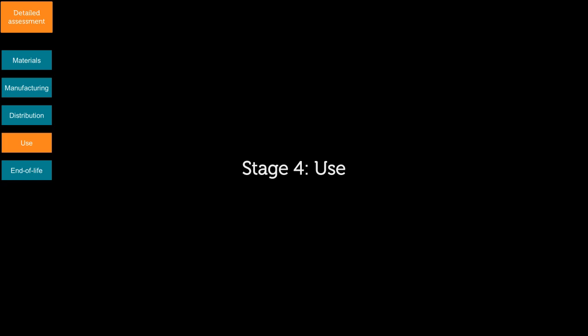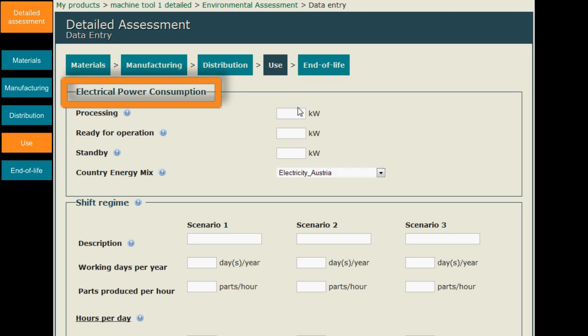Stage 4. Use. As seen in the rough assessment, the use stage is the most important life cycle stage. Inaccuracies will have a huge influence on the result. From measurement according to ISO 14955, we derive that the machine tool needs 30 kilowatts electrical power in processing, 10 kilowatts in ready for operation, and 0.3 kilowatts in standby modes.